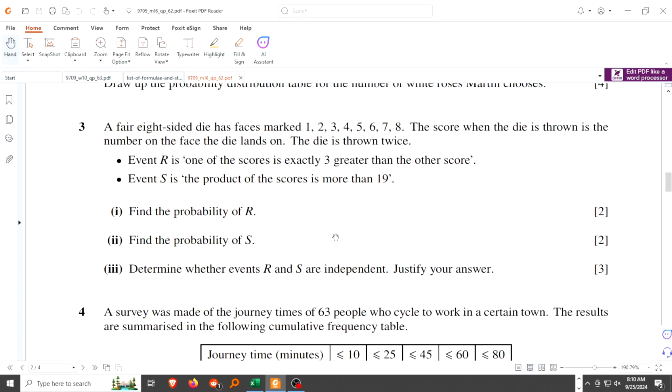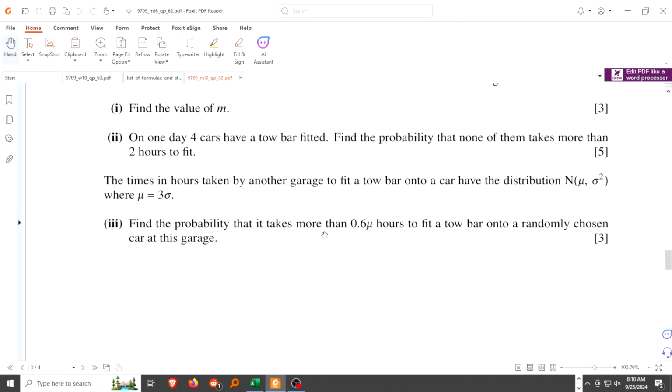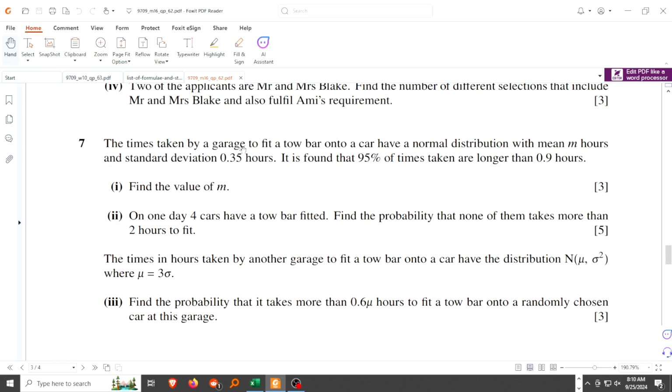The paper of concern here is question 7, which reads: the times taken by a garage to fit a tow bar onto a car have a normal distribution with mean m hours and standard deviation 0.3 hours. It is found that 95% of times taken are longer than 0.9 hours. Part (i): find the value of m, where m is the mean. Part (ii): on one day 4 cars have a tow bar fitted. Find the probability that none of them takes more than 2 hours to fit. 5 marks.